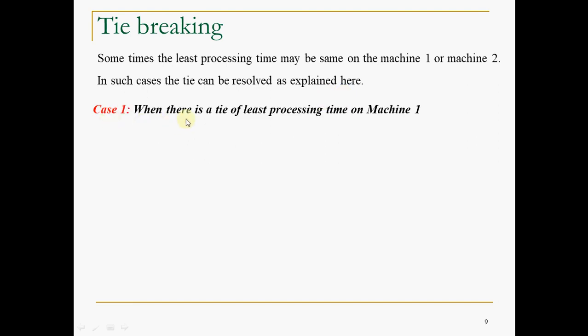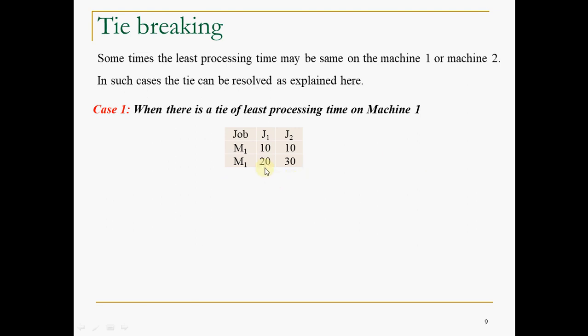Case 1, when there is a tie of least processing time on machine 1. Let us take an example like this. There are two jobs, job 1 and job 2, and machines M1 and M2. So the time estimates given are 10, 20, 10, 20, in minutes, let us say. Now, if you want to sequence these jobs.